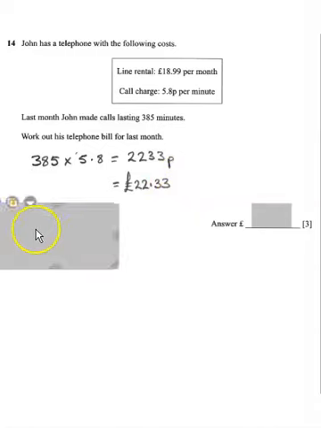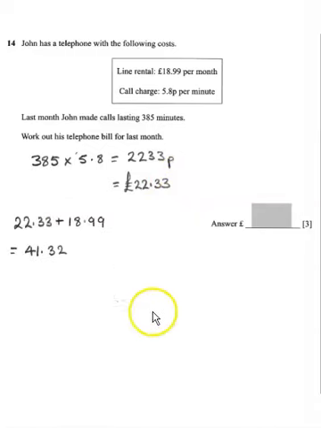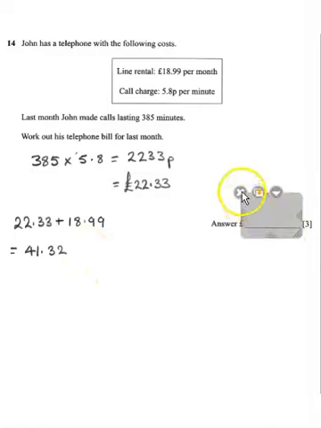Okay, so next step is we do £22.33, which was the cost of the calls, plus the line rental, which is £18.99, which is £41.32. So that was his total bill for that month.